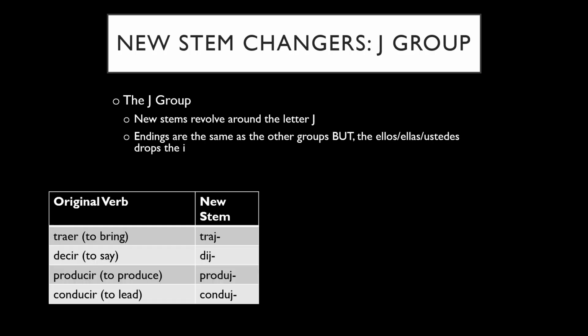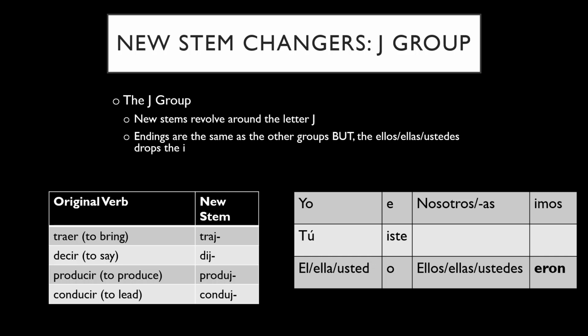The last group of irregular stem changers is J. Let's look at the verb decir. This verb changes to dij with all of the same endings as the previous two categories, except the ellos, ellas, ustedes form is now eron instead of ieron.